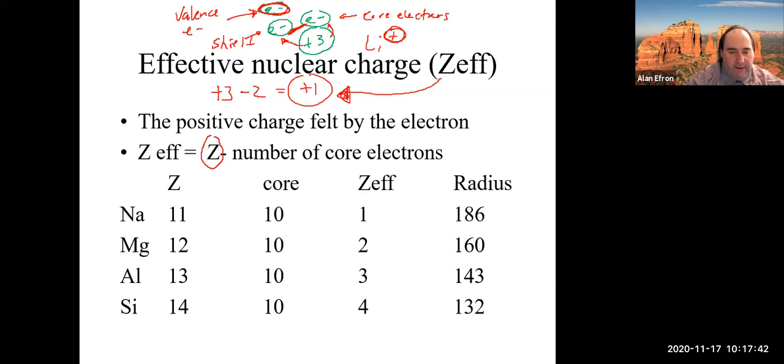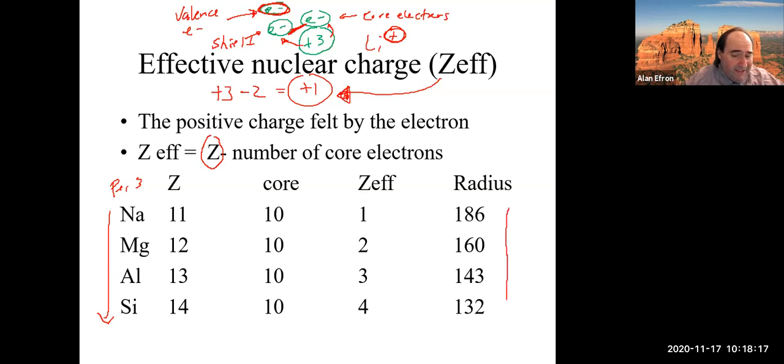So here's some of our atomic numbers and our core electrons and our Z effective here. And again, what we see is there's a lot more increase in the effective nuclear charge as we go to the right on the periodic table. So this is period 3 on the periodic table, and we're going left to right. And we do see that the effective nuclear charge gets larger as we go that way.